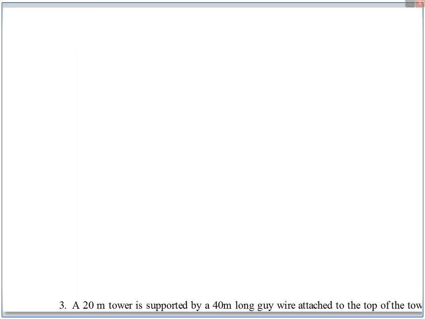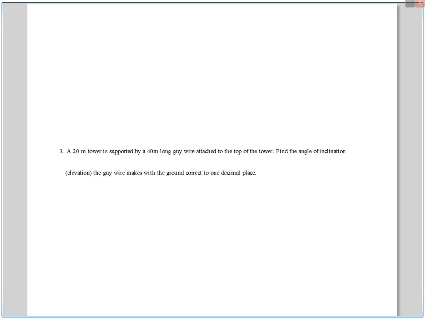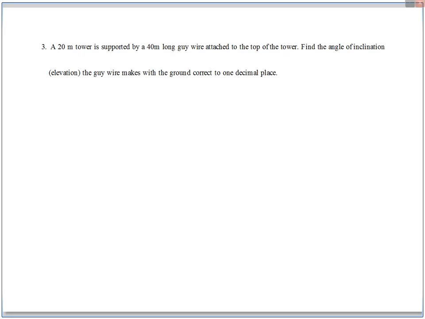All angles, all sides. Good. Now what do we got? A word problem with no picture. This is what's going to be difficult for you guys. The word problem without the picture. Because I can't read it for you.